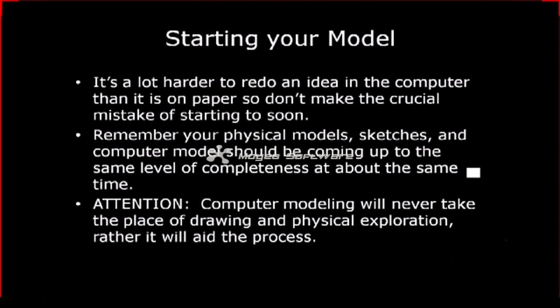All right, so it's a lot harder to redo an idea in the computer than it is on paper. I mean, if you sketch something and you don't like it, you can re-sketch it really quickly. We're going to show you ways in the computer that if you do change something, you can change it really efficiently. It's not necessarily going to be fast every time, but it will be efficient. Remember that physical model, sketches, and computer model should be coming up to the same level of completeness relatively, but that's only in the beginning to me.